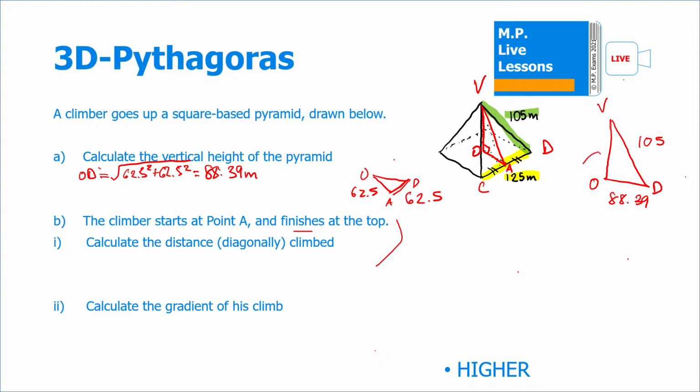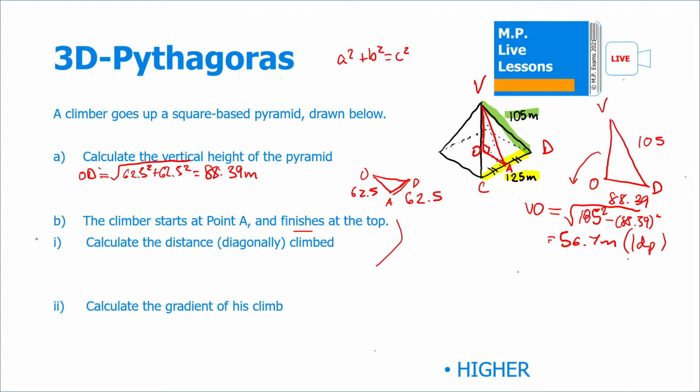And then if we calculate this here, the length from V to O is equal to the square root of 105 squared minus our answer from before, which eventually gets 56.7 meters. That's to 1 decimal place.